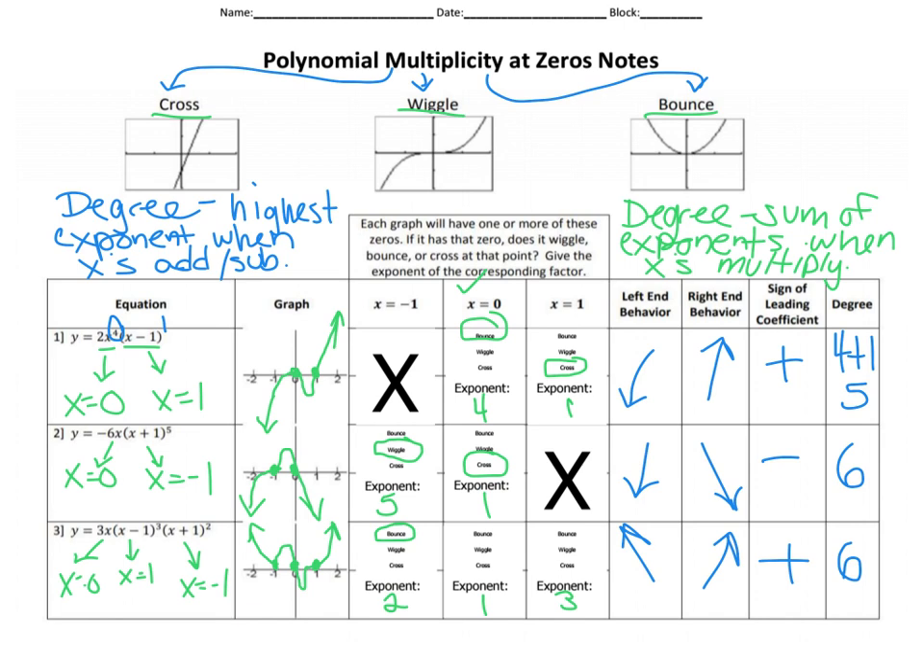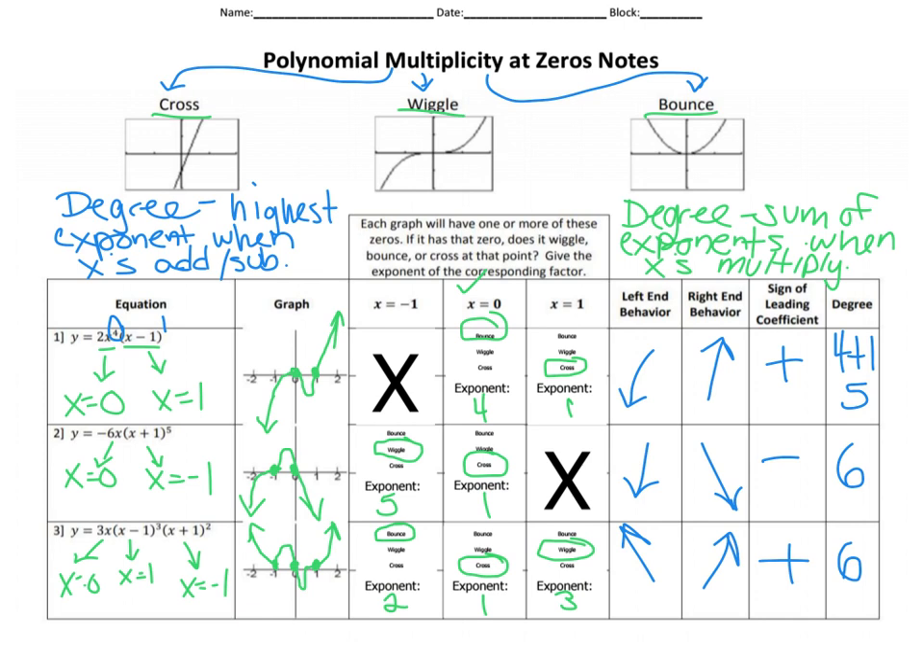And then our 0 goes straight through the x-axis. It doesn't do anything funky there. So that is in fact a cross. And then our solution of x equals 1, that goes through the x-axis, but it flattens out along the x-axis. So that is in fact a wiggle. So some of the connections that you should have noticed is definitely the 1.